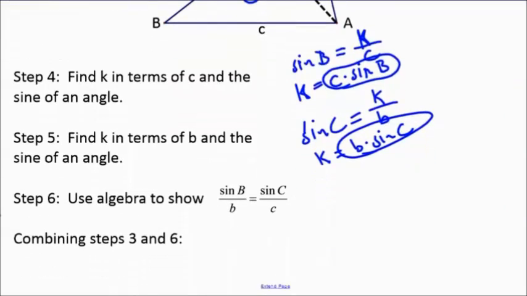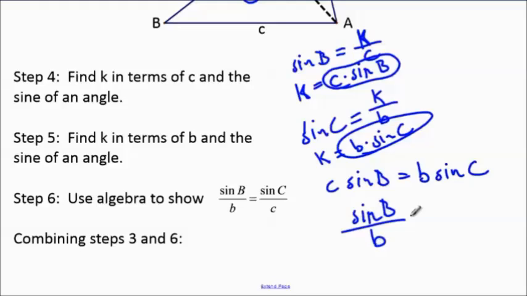All right, and the same thing here we're going to do again. I'm going to use algebra to show that these two are true, and it's going to be similar. This one equals K, and this one equals K, so they have to equal each other. So C sine B has to equal B sine C. And I'll divide both sides by BC, and I'll get the same thing in a similar pattern at least. The sine of B over B has to equal the sine of C over C.